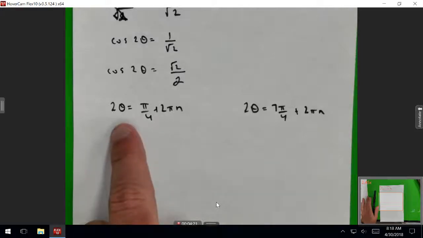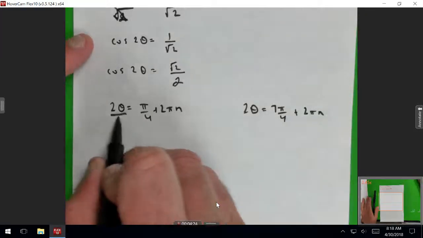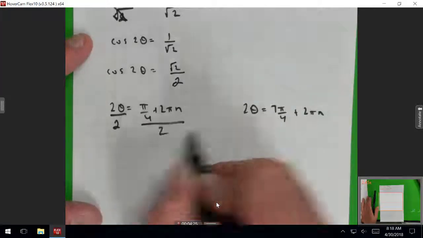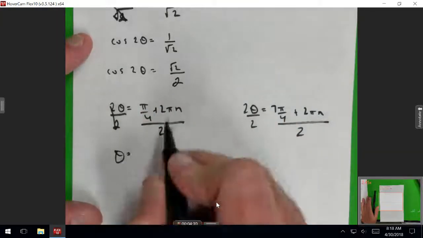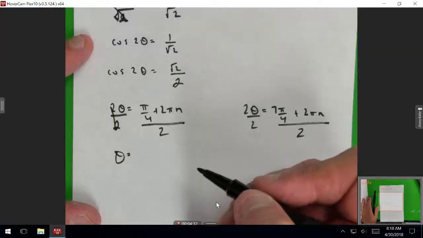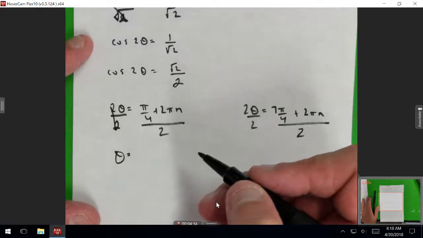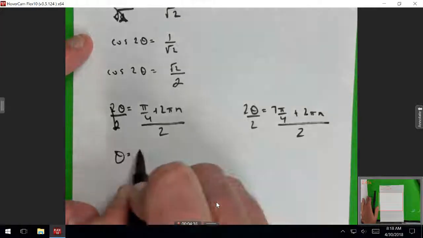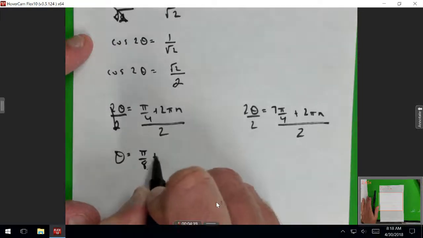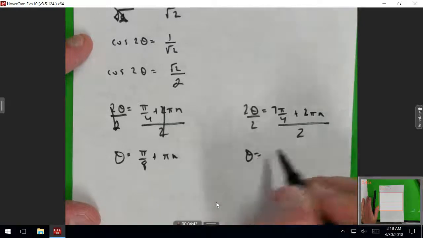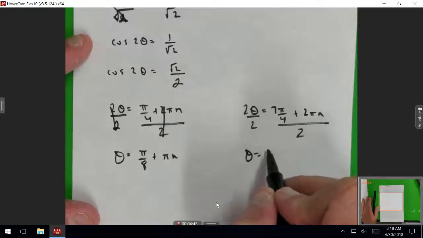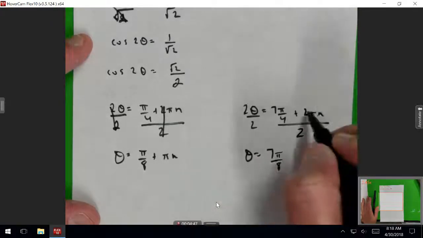Now, how do I get rid of this 2? I'm going to divide everything by what? 2. When I divide by 2 here, guys, is that going to affect the numerator or denominator? Pi over 4 divided by 2. It's going to affect the what? So that's going to be pi over 8, isn't it? Plus pi n, because these 2's cancel out. Theta equals, that would be 7 pi over 8.